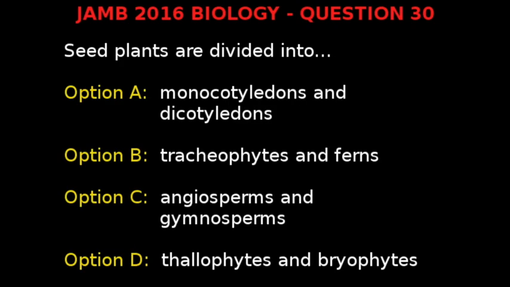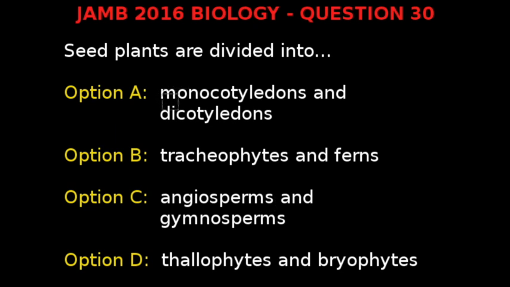JAMB 2016 Biology Question 30. Seed plants are divided into option A, monocotyledons and dicotyledons, option B, trachophytes and ferns, option C, angiosperms and gymnosperms, option D, talophytes and bryophytes.